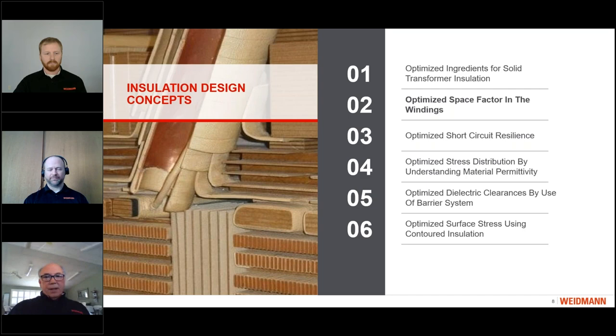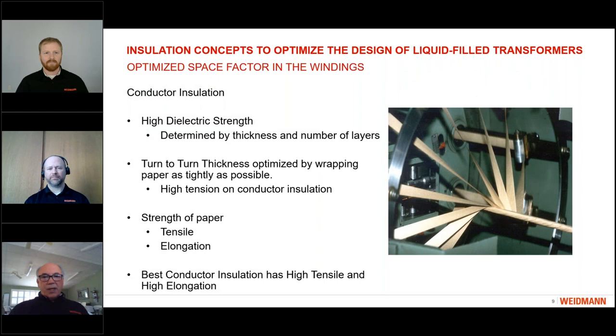Okay, so the next concept is that we want to optimize the space factor in the winding. So the windings for large power transformers are going to be insulated with a Kraft paper. When you're doing the design of the winding, you know what the turn-to-turn stresses are. So you want to be able to withstand those stresses, and that's determined by the thickness of the paper and the number of layers. Once that's determined, the space factor of your winding is going to be improved tremendously by how tightly you can wrap these papers onto the conductor itself, which you can see in this photo here.